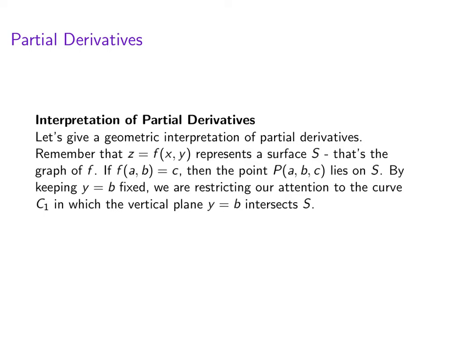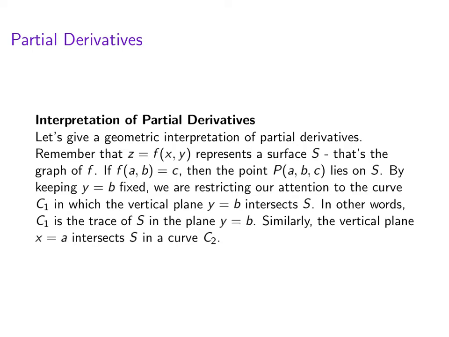If we keep y fixed by setting y equal to b, what we're doing is we're restricting our attention to the curve in which the vertical plane y equals b intersects S. We're going to call that curve C1. In other words, we can think of it as the trace of S in the plane y equals b.